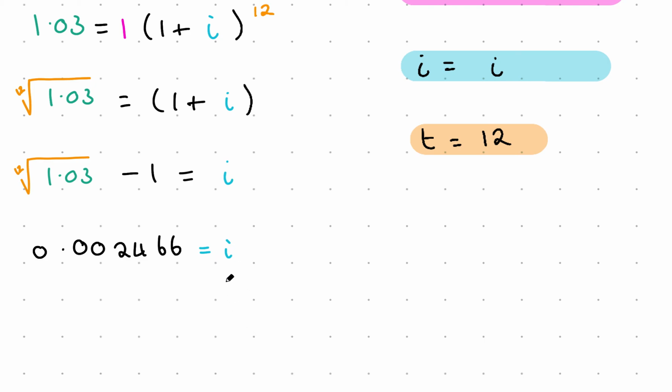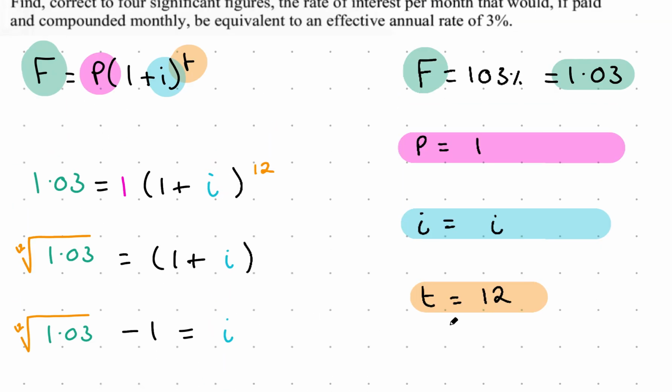If I want it as a percentage, I would need to multiply it by 100. So to get it as a percentage, multiply that by 100, and I'm going to get 0.2466%. And that is what the monthly rate would need to be to amount to an annual equivalent of 3%.